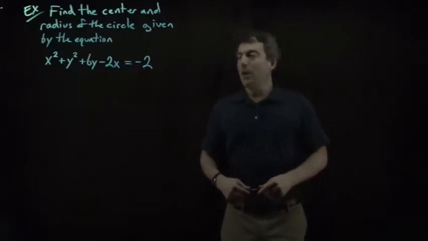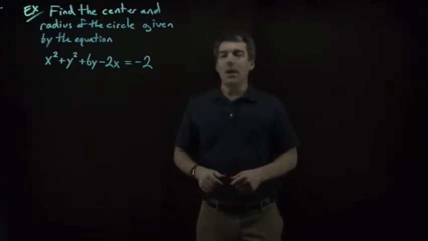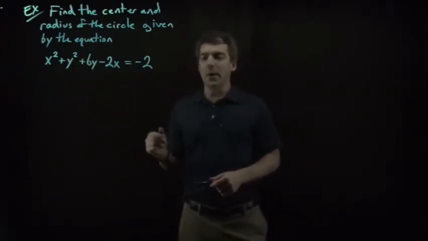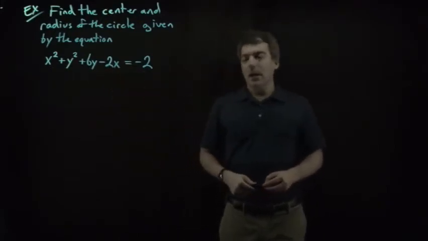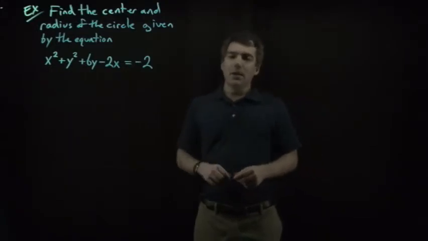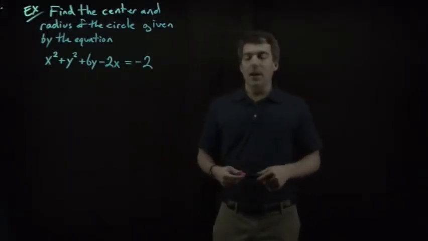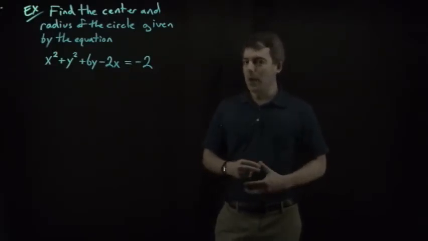Okay, in this example, we're again going to find the center and radius of the circle given this equation of the circle, x squared plus y squared plus 6y minus 2x equals negative 2. To find the center and radius, we'd like to have the standard form, that is r squared equals x minus h quantity squared plus y minus k quantity squared.